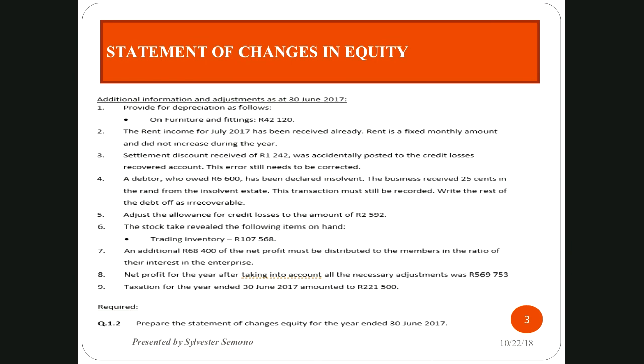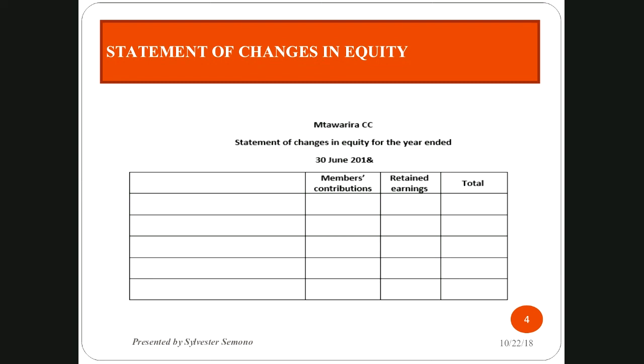At the moment, I'm not going to talk much about them. So I'm going to go to the requirements. Let's check our requirements here. You can see that they are asking us for what we call the statement of changes in equity. So this is our main aim, okay? I'm going to quickly go to the next slide just to show you the format. So this statement is short like this. It has members' contribution, retained earnings, and total.